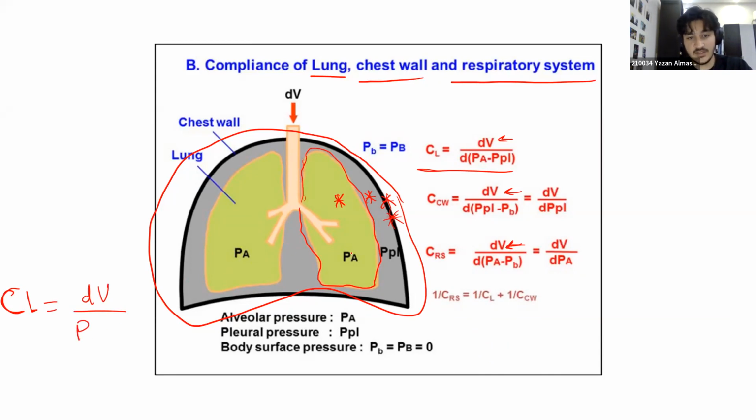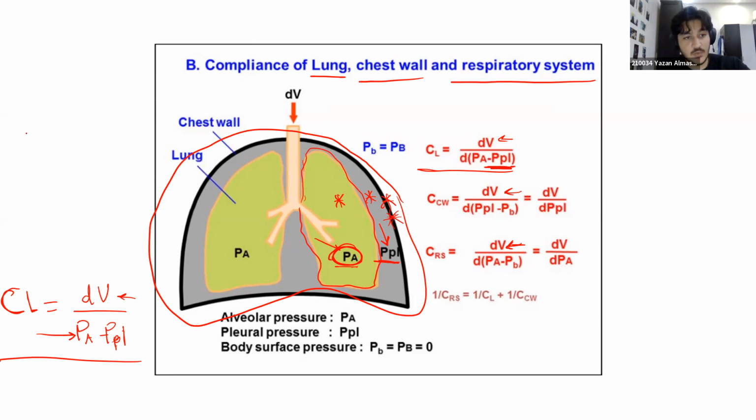So what is the first pressure? It's the alveolar pressure, or the pressure inside the lung. Now, from outside, what is the pressure working against the alveolar pressure? It's the pleural space pressure. So this is the first equation for the compliance of the lung: the change in volume over the change in pressure, and the pressure is the alveolar pressure minus the pleural space pressure.